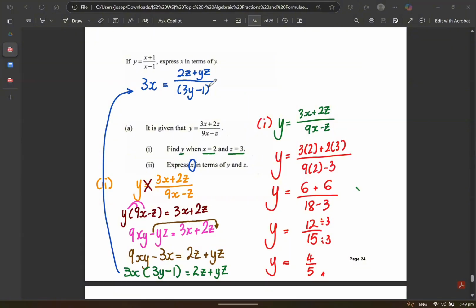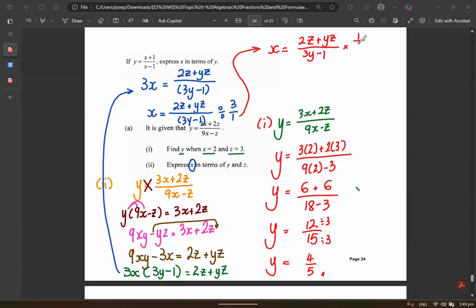But the question is not asking you for 3x. The question wants you to find x, right? So it's 2z plus yz over 3y minus 1 divided by 3 over 1. Are you understanding? Okay, x is equal to 2z plus yz over 3y minus 1 times 1 over 3.